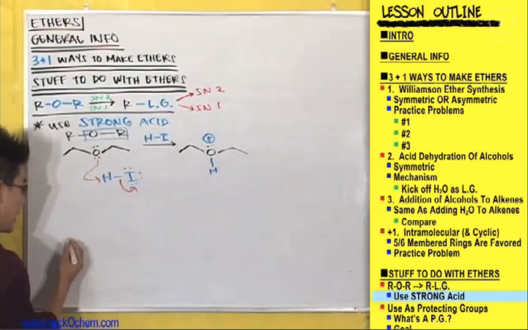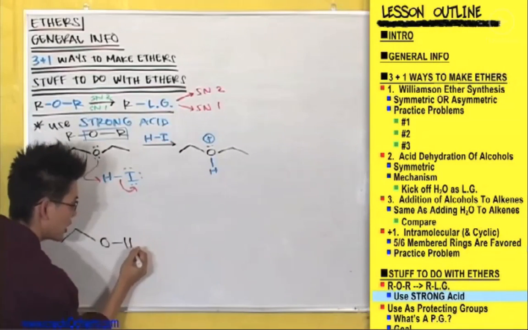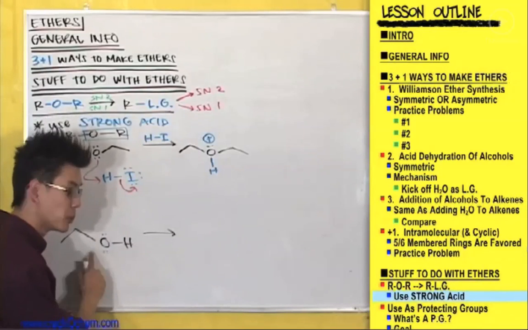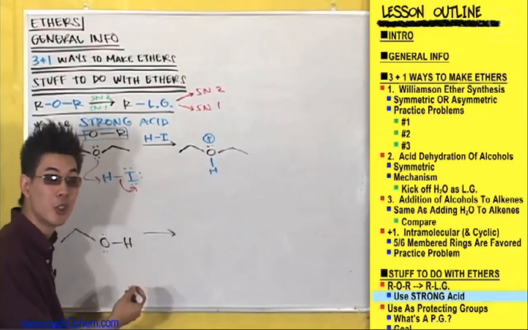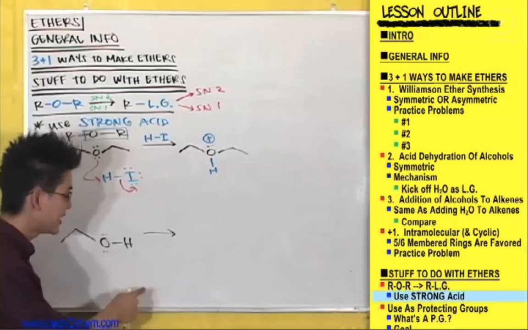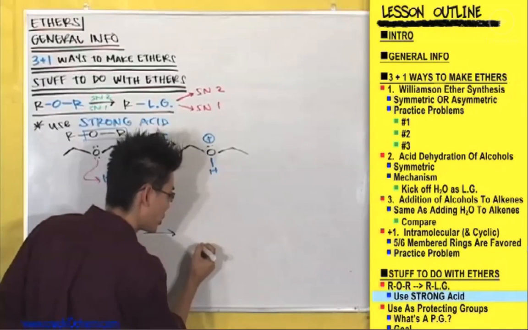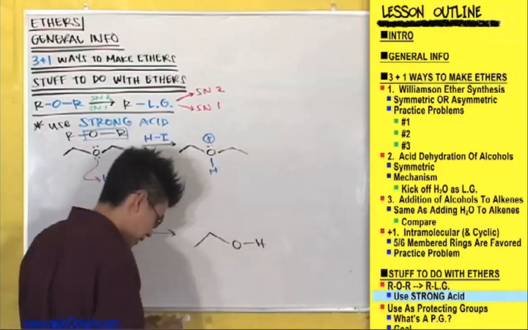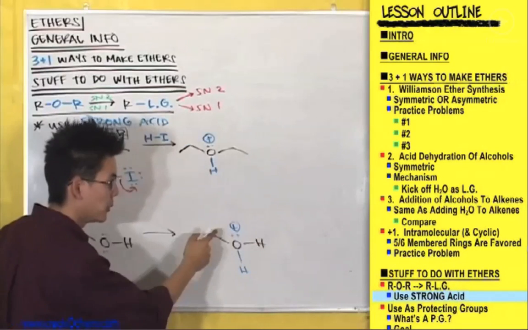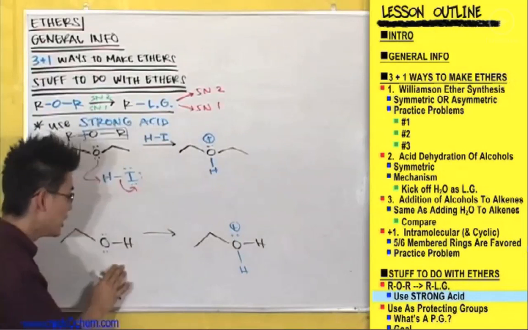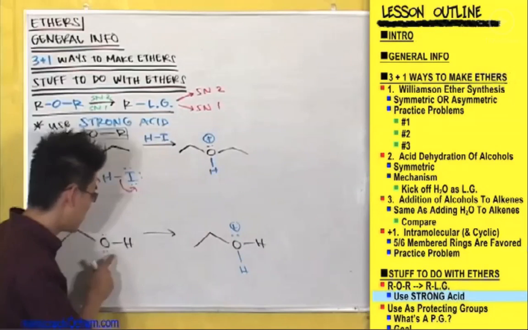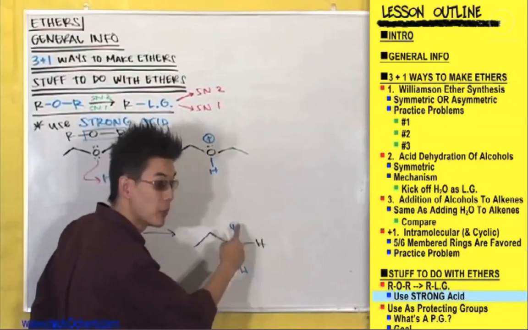Remember, you guys, when we had an alcohol like this, and we said, how can we turn a bad leaving group like OH into a good leaving group? How did we do that, you guys? Well, we threw in H2SO4, strong acid, protonated this oxygen and turned it into this right here, the protonated alcohol. This put a positive charge on this oxygen, turning this bad leaving group OH into a good leaving group, H2O.